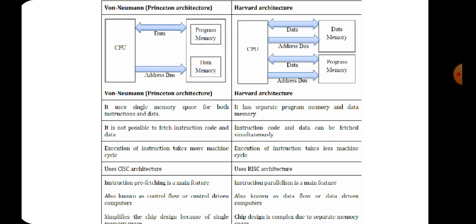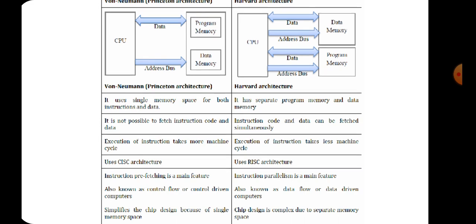Plus, in Von Neumann, execution of an instruction takes more machine cycles. As we said earlier, simultaneous fetching is not possible. If any instruction requires data from the memory, the address has to be sent again. Until the memory responds and the data is available, the CPU has to keep waiting before it can execute, so the time required is more. In Harvard, as fetching the data and the code simultaneously is possible, execution of instructions requires fewer machine cycles.